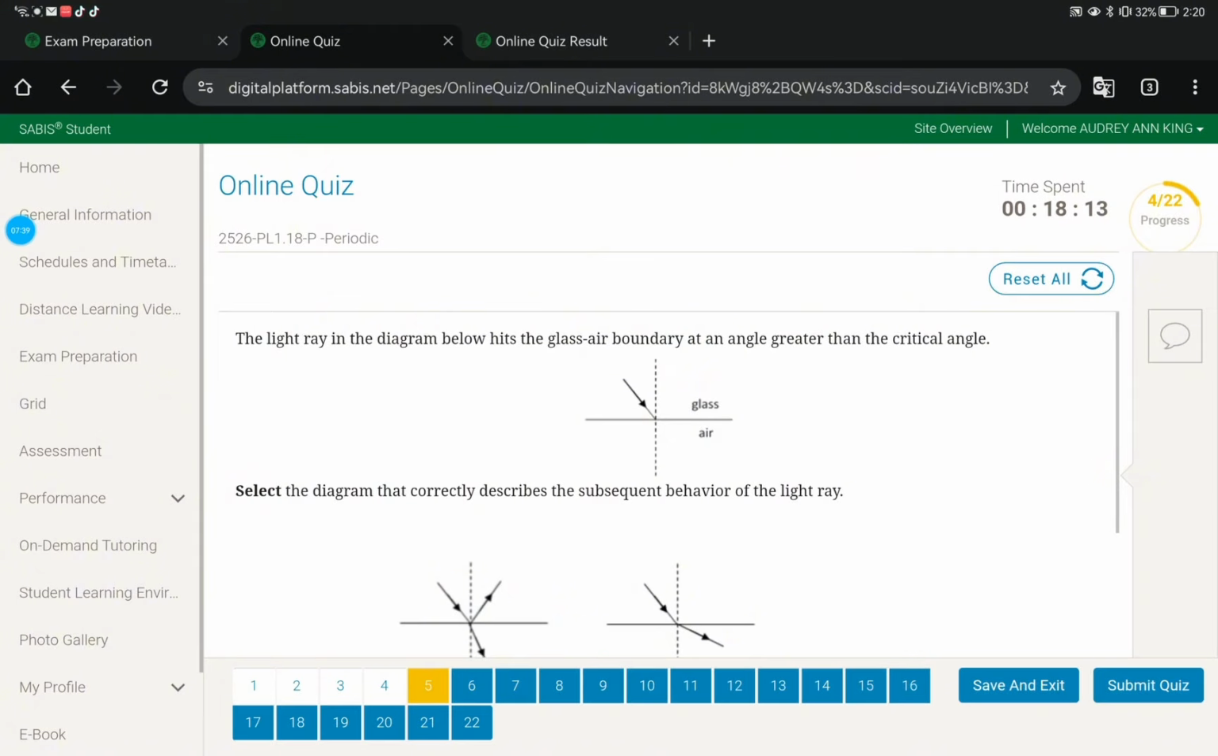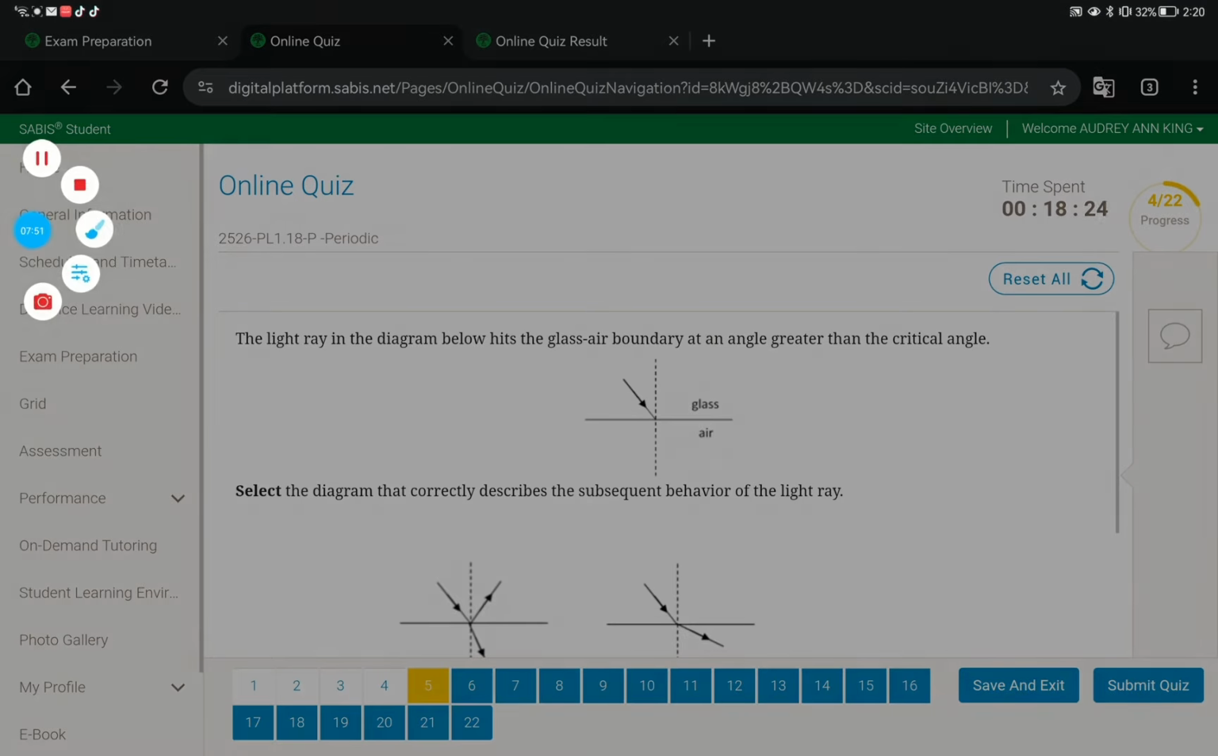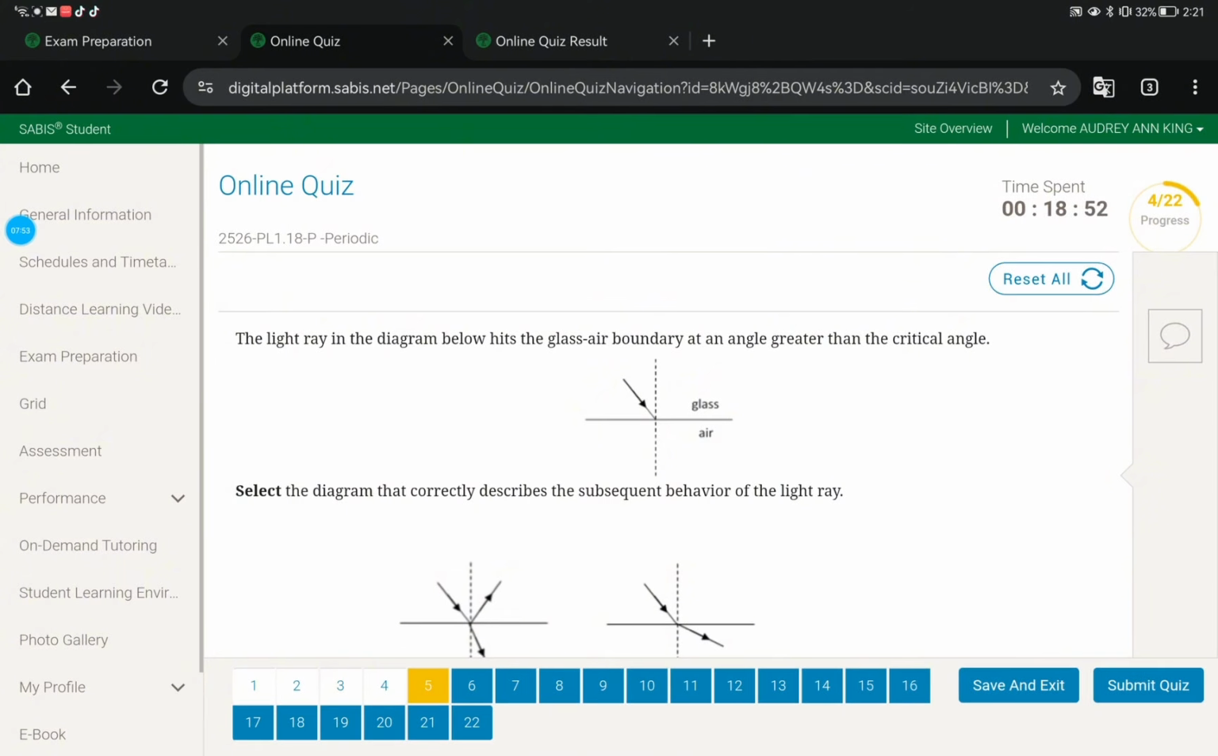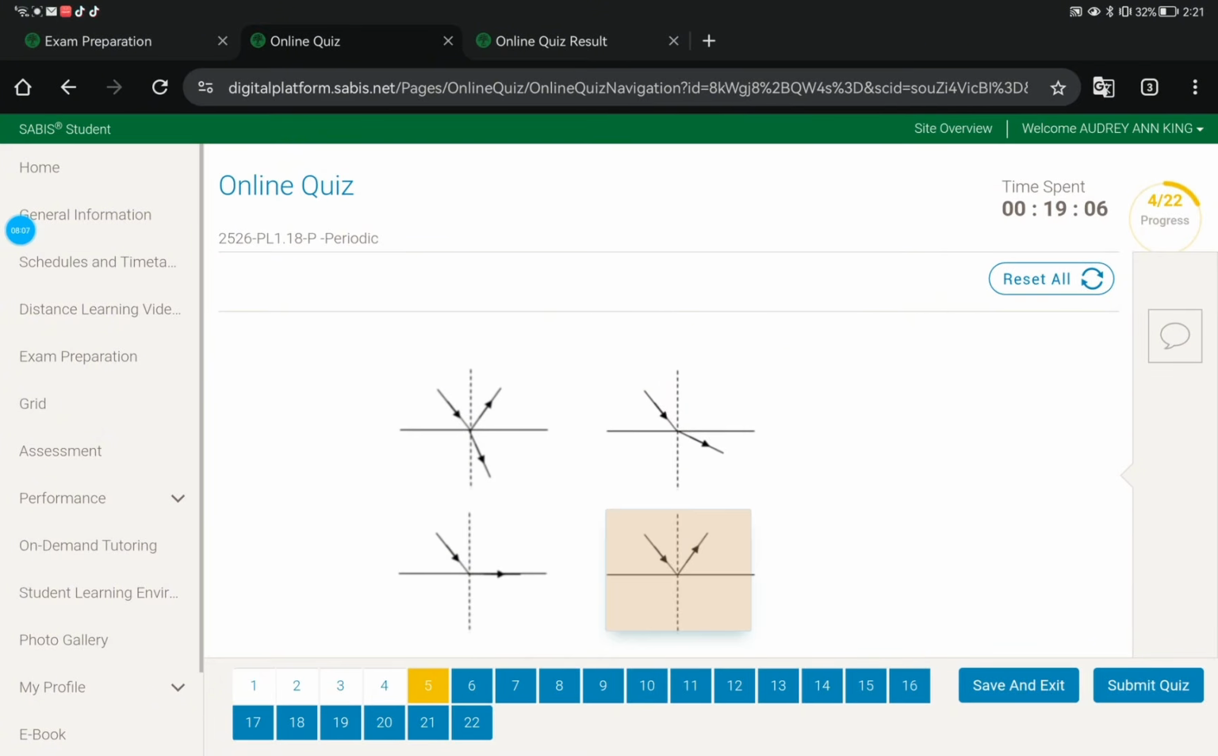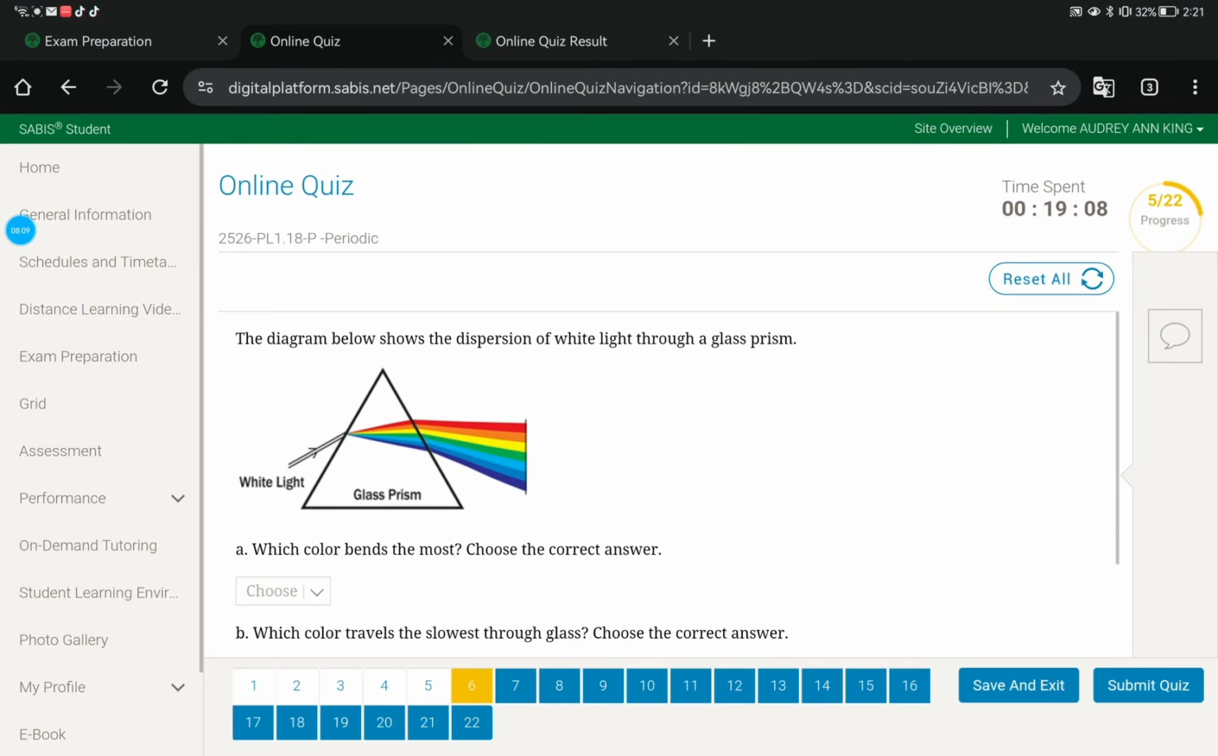The light ray in the diagram below hits the glass-air boundary at a greater angle than the critical angle. Show the diagram that correctly describes the subsequent behavior of the light ray. So when refraction happens at a greater angle than the critical angle, something called total internal reflection happens. Even though it's supposed to be refracting, it ends up reflecting. So this is the correct answer for that reason.